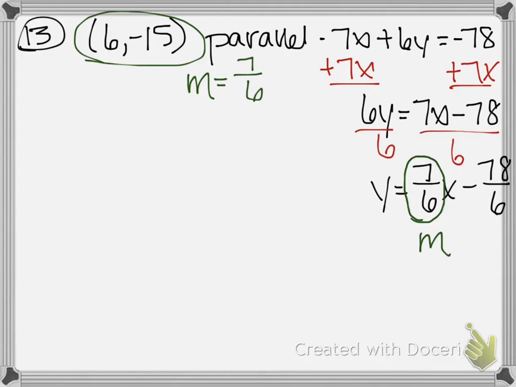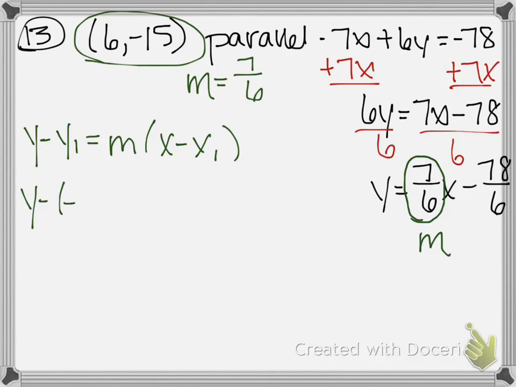So now I'm going to do what I did on the last problem. y minus y1 equals m times x minus x1. So it's y minus my y coordinate equals m, which is 7/6, times x minus the x coordinate. And then we just number crunch.